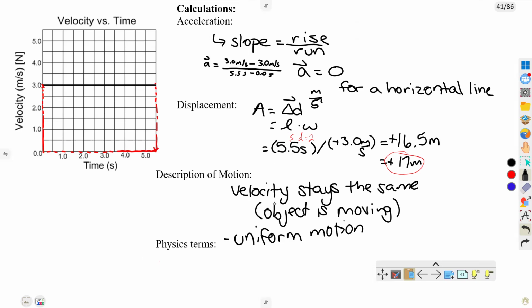How would we describe the motion using everyday language? Well, the velocity is going to stay the same. The object is moving, but the velocity is not changing. And we would describe this as uniform motion and no acceleration.